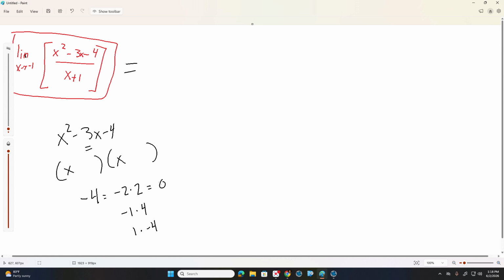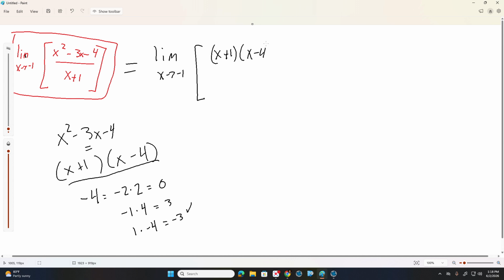So if I add those together, I get 0. If I add those together, I get positive 3. And if I add those together, I get negative 3. That's the one that I want. So I'll do x plus 1 and x minus 4. And you can check, multiplying this out, you do get that back together. So this is the limit as x approaches negative 1 of the term x plus 1 times x minus 4 divided by x plus 1.